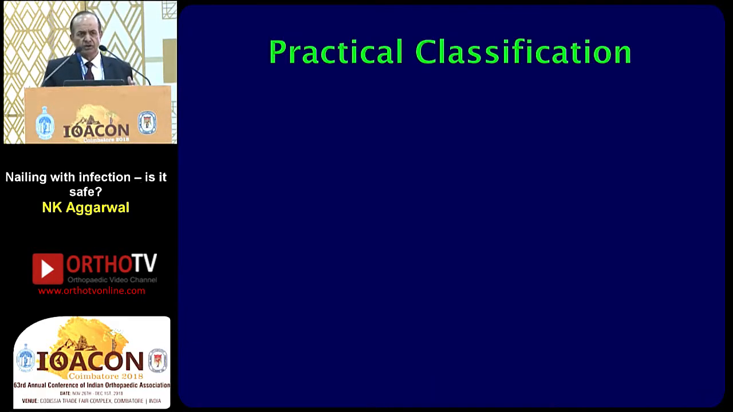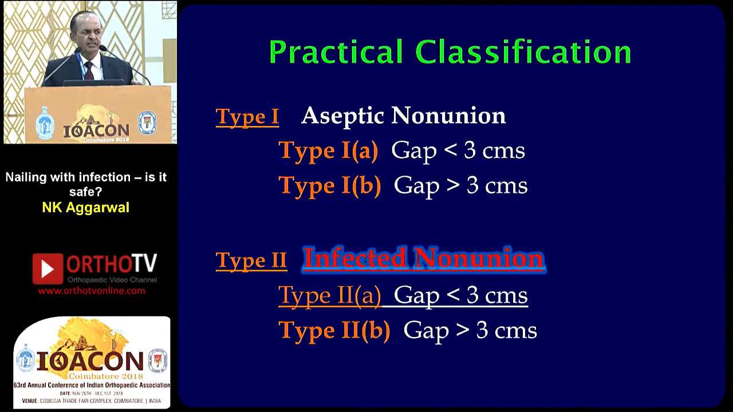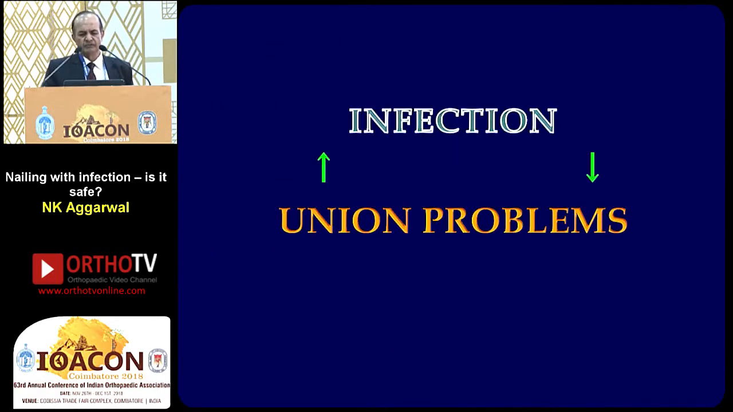Infected non-unions have been classified in many ways, but we classify them as a practical treating approach. Either it is aseptic or infected, and in both cases it is either with a manageable gap, or an extra gap more than 1 inch or more than 3 centimeters, where the treatment modalities would differ. So that is our practical way of classifying.